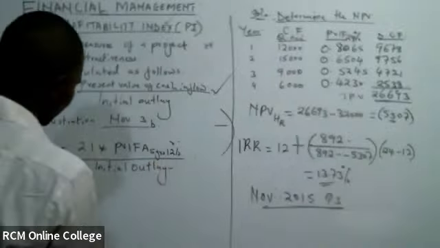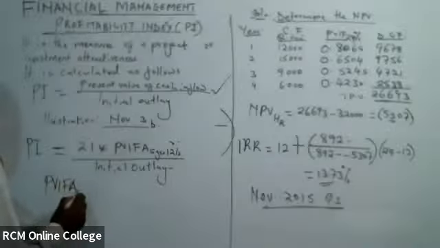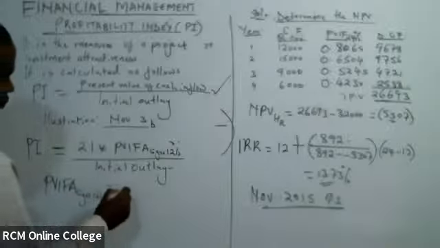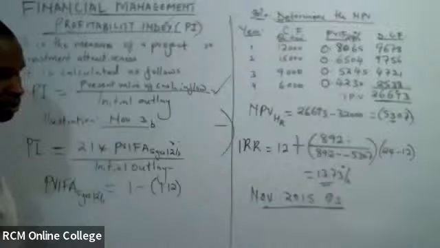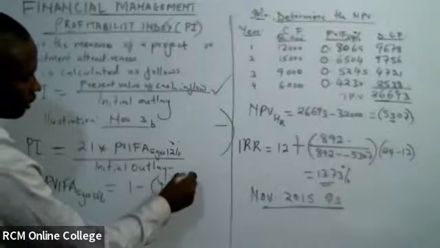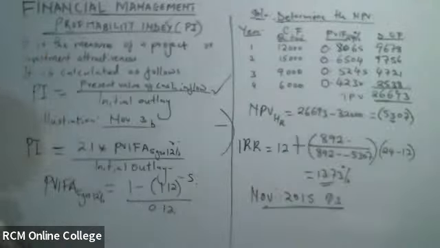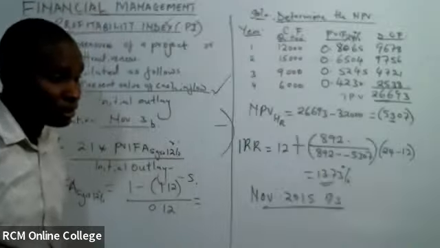If you wish, you can start by getting the PVFA, 5 years, 12%. So tell me what to write: 1 minus 1.12 raised to -5, divided by 0.12. Are we together as far as my PVFA is concerned? PVFA, 5 years, 12%.